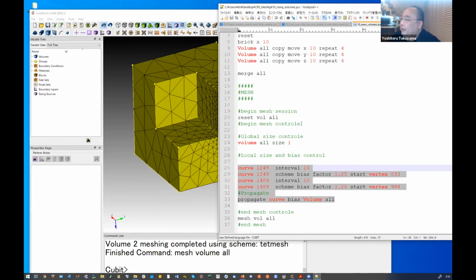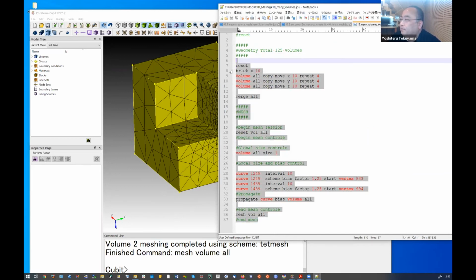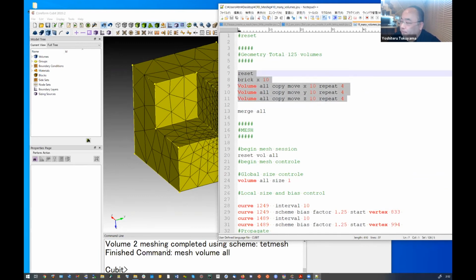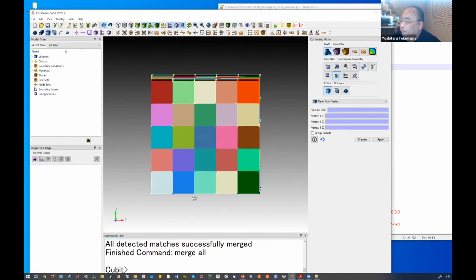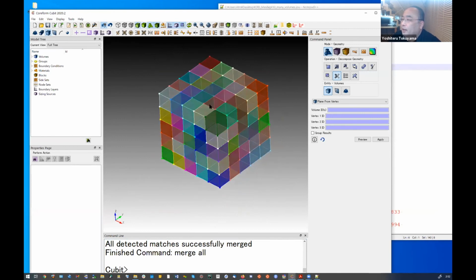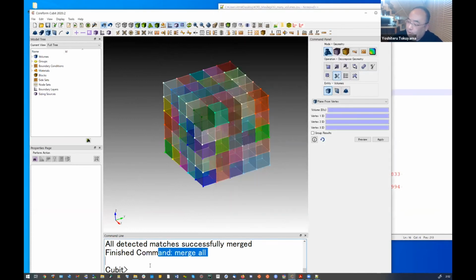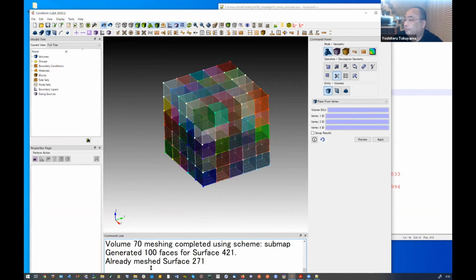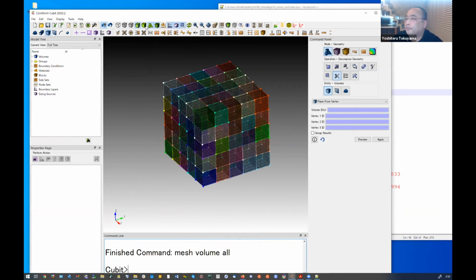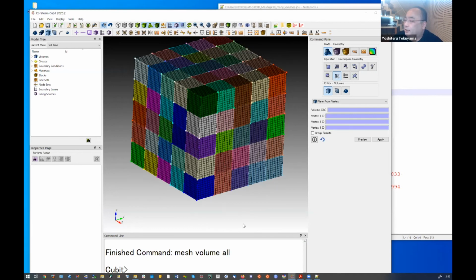Next, I show you a more complex example. I create many volumes and I try to mesh volume all. Cubit automatically meshed using constant mesh size.